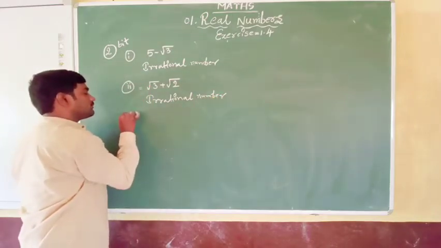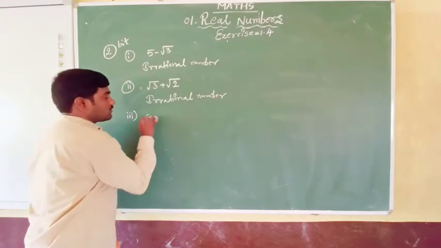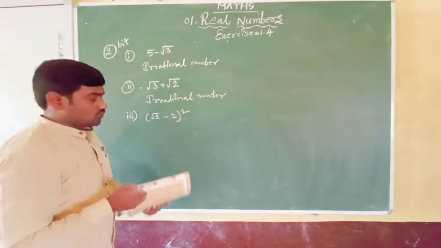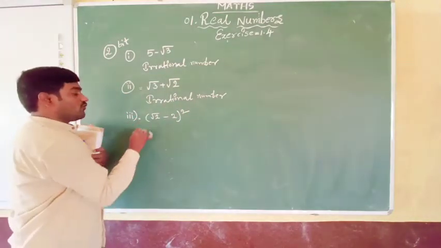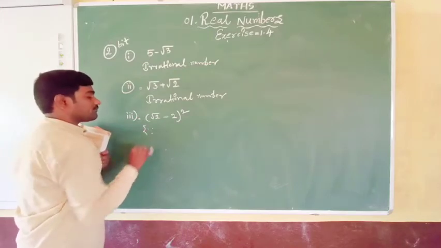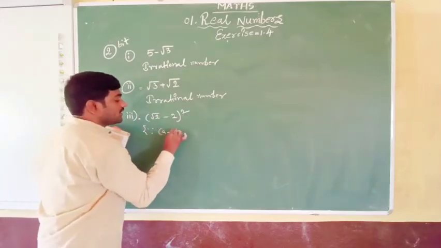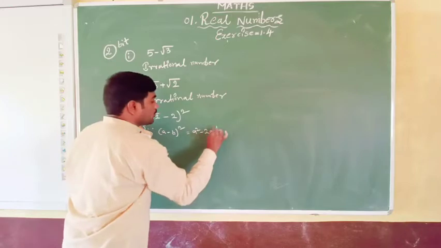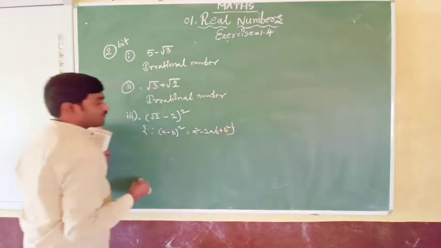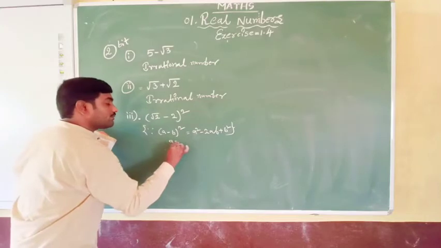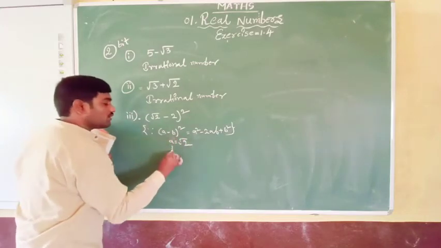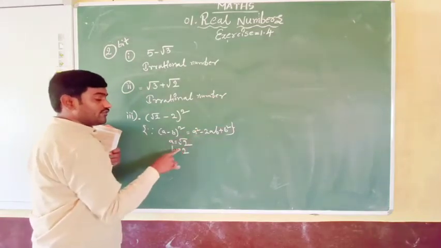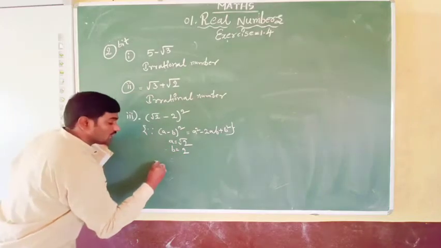Then we go for the third bit. Root 2 minus 2 whole square. This I cannot tell directly. So what do we do? It is in the form of A minus B whole square, which is A square minus 2AB plus B square. This is the formula. Where A equals root 2 and B equals 2. Wherever A and B are present in this form, we need to substitute root 2 and 2. Let us do it here.